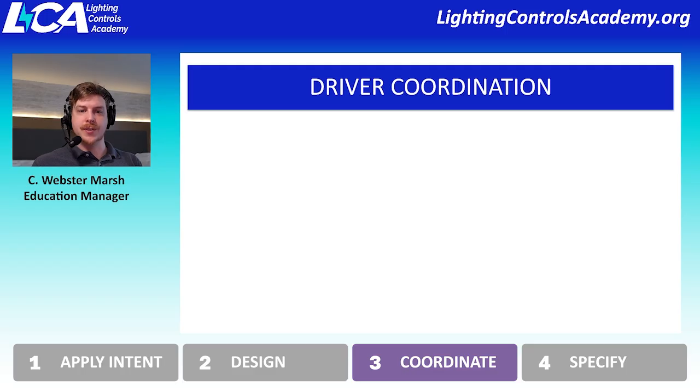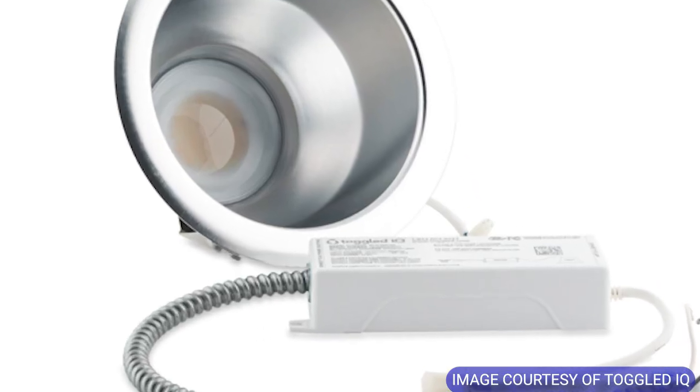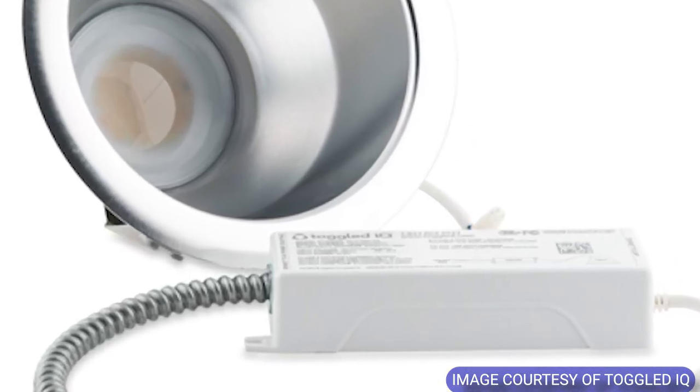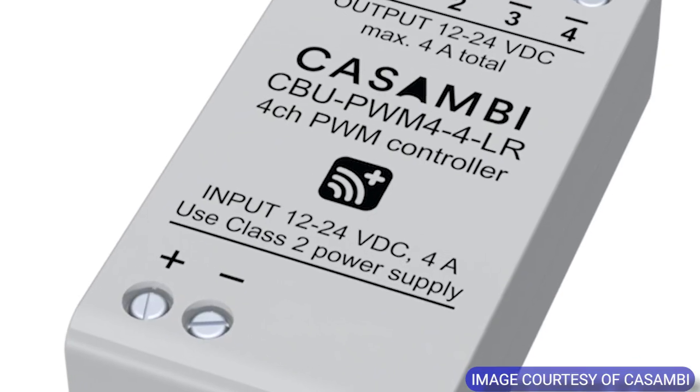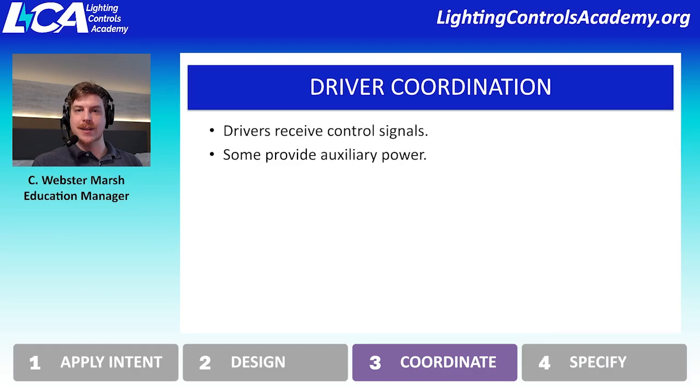So driver coordination is very similar to luminaire coordination in the sense that it is still part of that luminaire coordination. But the drivers are the part of the luminaire that receive those control signals and interpret them to then create the lighting effect that is desired. Some drivers will provide auxiliary power for additional devices, especially in systems that employ a triple LC or luminaire level lighting control system, meaning that each luminaire has its own control device embedded within it so that you have more granular control capability over the system and the lighting.